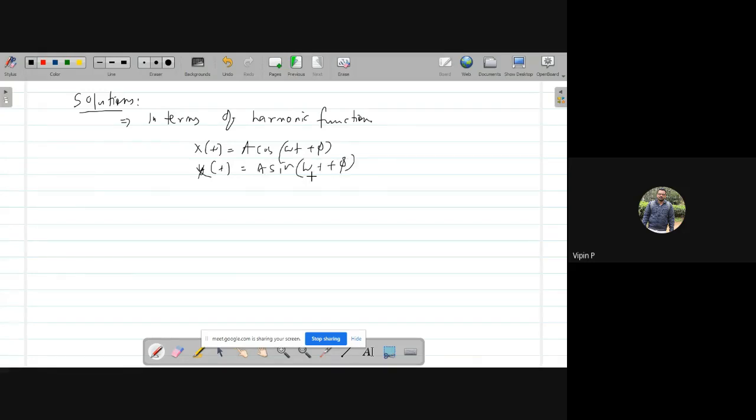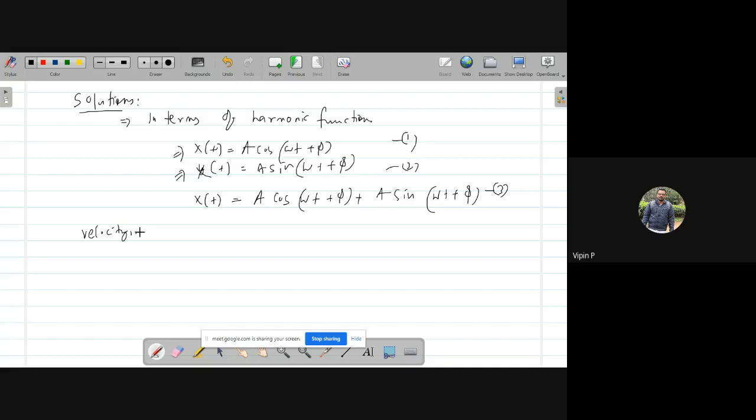From the theory of linear differential equations, a combination of these two can also be a solution, a sum of A cos(omega t plus phi) plus A sin(omega t plus phi). So a linear combination of these two solutions can also be a solution to the differential equation we have written. So we have three possible solutions, and we can take any of them. It's absolutely fine. Let's take the first equation and calculate.